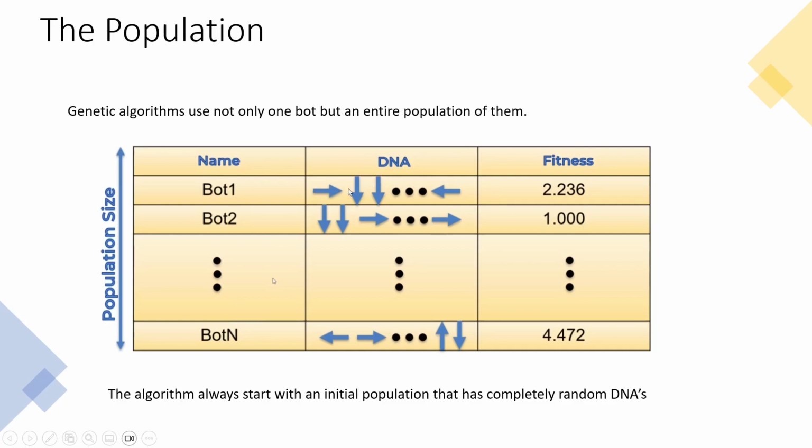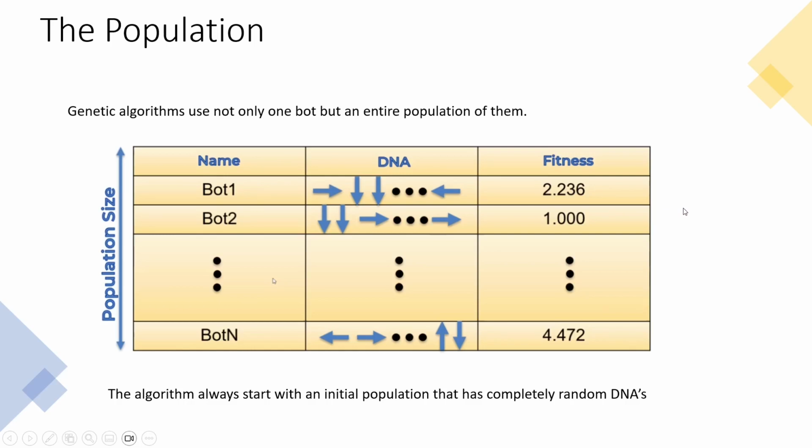In this case, for example, we have bot one, bot two, up to bot n, and if you look at their DNAs, they have different moves. They could have the same moves as well. Guys, this is important: they can have the same DNA as well. But the important thing is you are supposed to have a lot of bots in each population. In each iteration, you will evaluate this population. You will never evaluate single bots. A single bot is not enough. You need to have a population to solve an optimization problem with genetic algorithms.